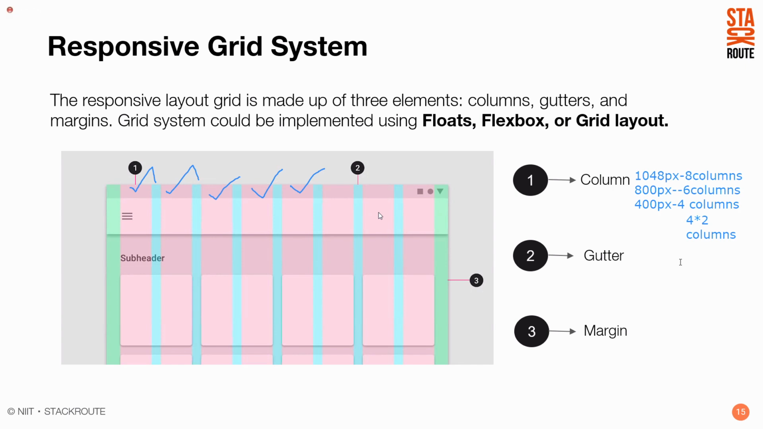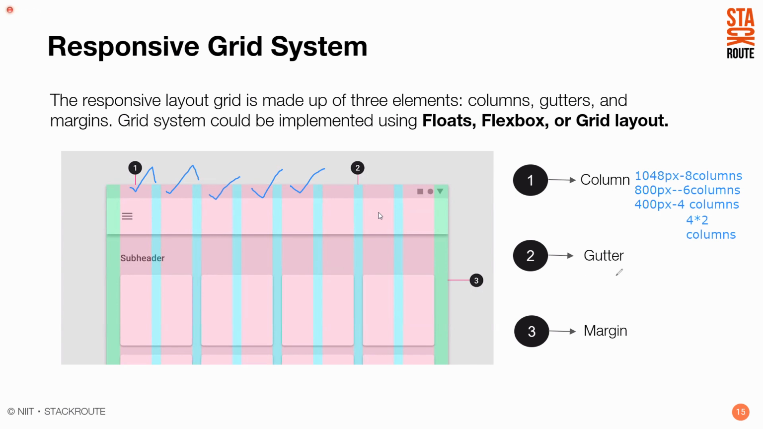Okay, let's discuss in detail. Let's discuss these components. Then we'll get into how to divide into various columns. But this is the idea behind the responsive grid system. Please pay attention. So this pink color area is called a column.